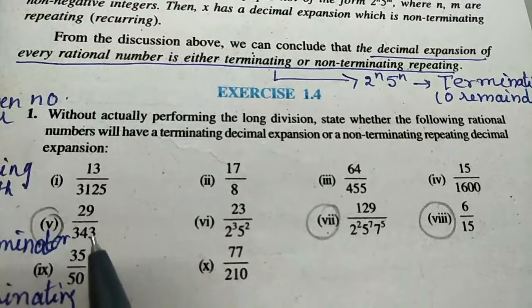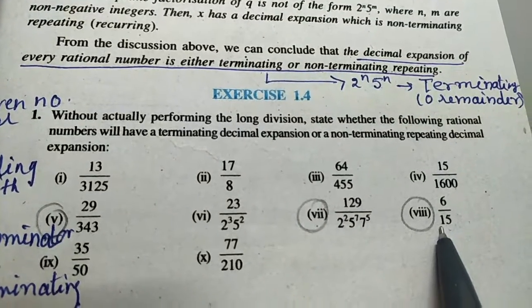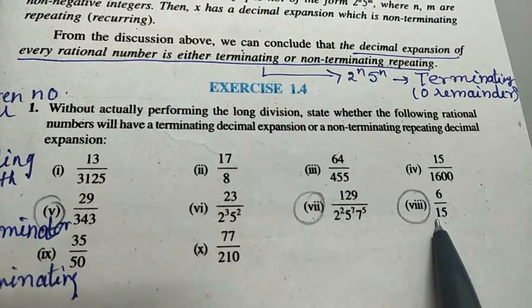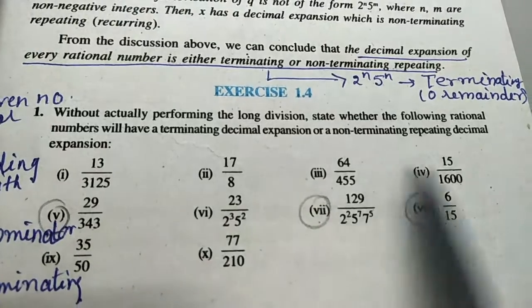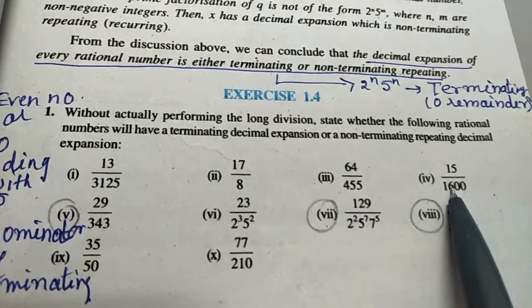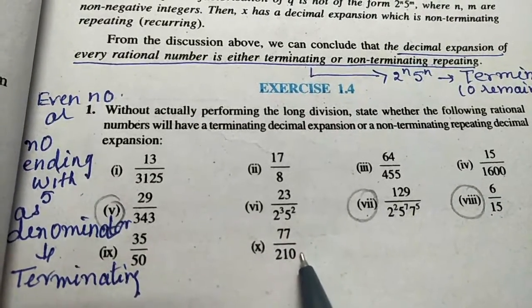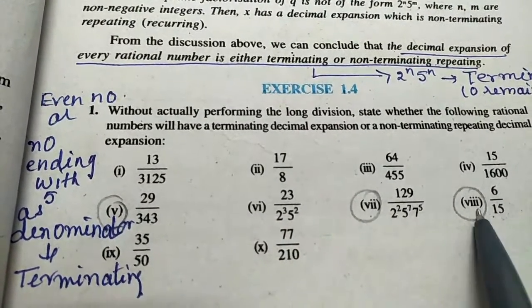So whenever the denominators are odd, you will have a non-terminating repeating expansion, while these all will have terminating ones. So this is terminating, this is terminating, this is terminating, this is terminating, terminating, terminating and terminating. So these three are non-terminating.